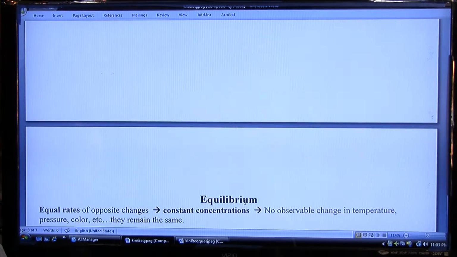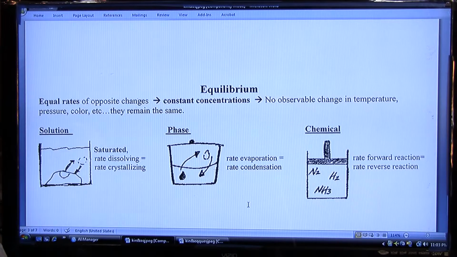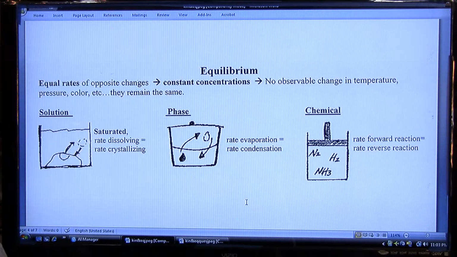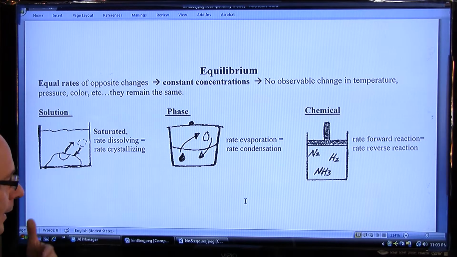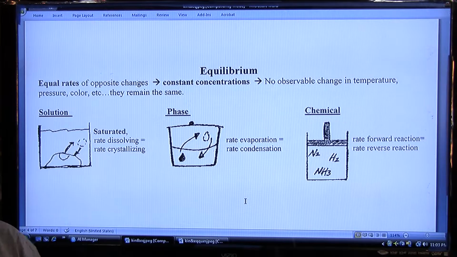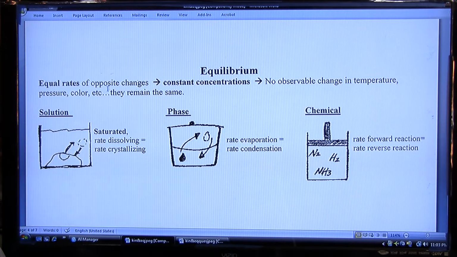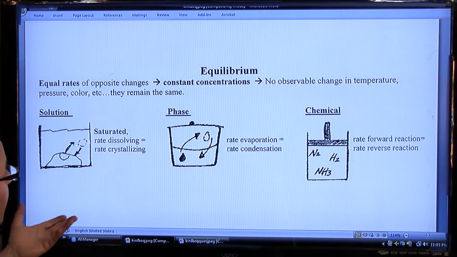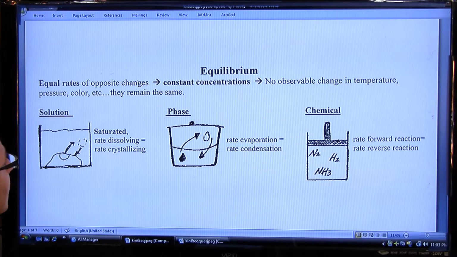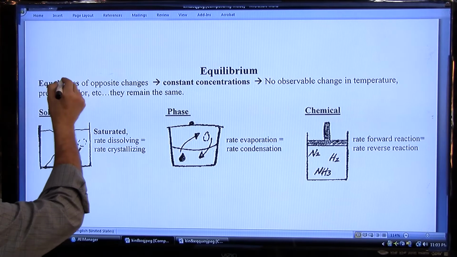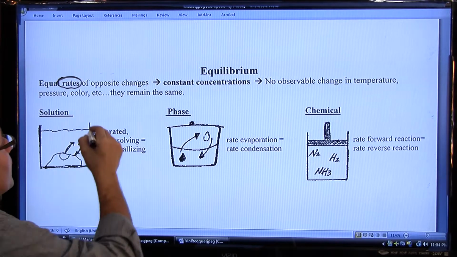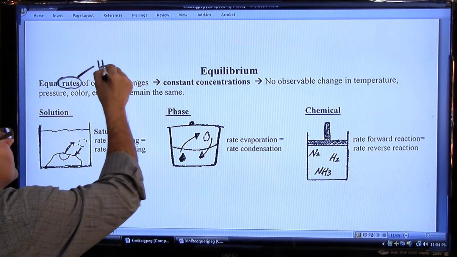Now the word equilibrium, as you can tell, means something is equal, right? But it doesn't mean everything is equal. Equilibrium means when we've reached a point in a system in which the rates of the opposite changes are occurring at the same speed and at the same time. So equilibrium means not equal amounts, but equal rates. Remember, rate is how fast.